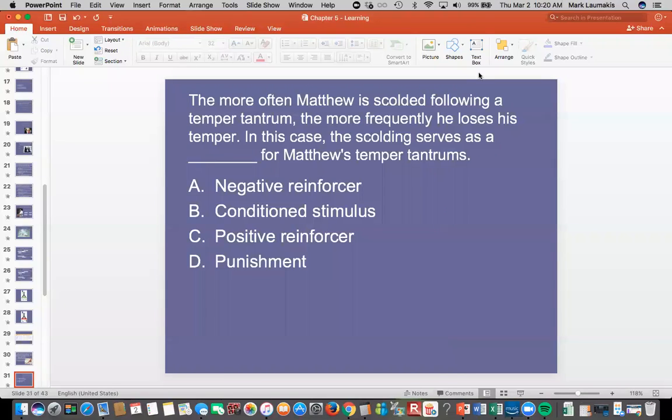All right, cool. We have about 25 minutes left, and we've got three major ideas, three major concepts to review together. So we're in good shape here. His temper tantrums are positive reinforcement for scolding.